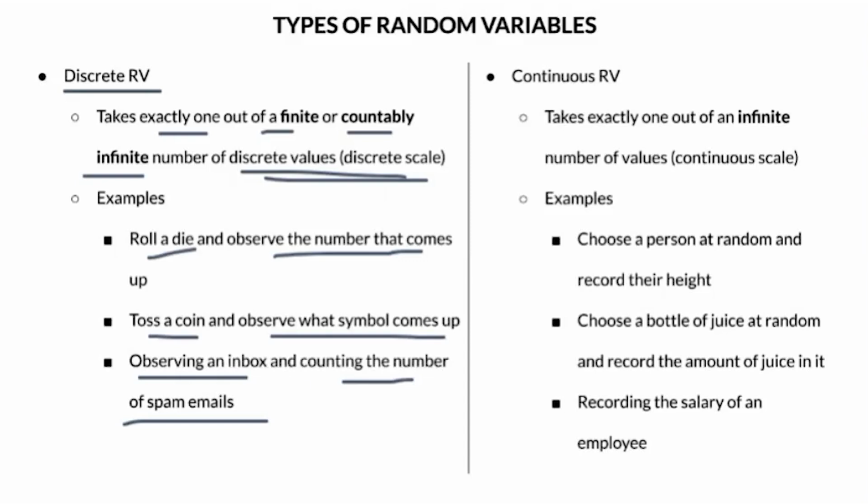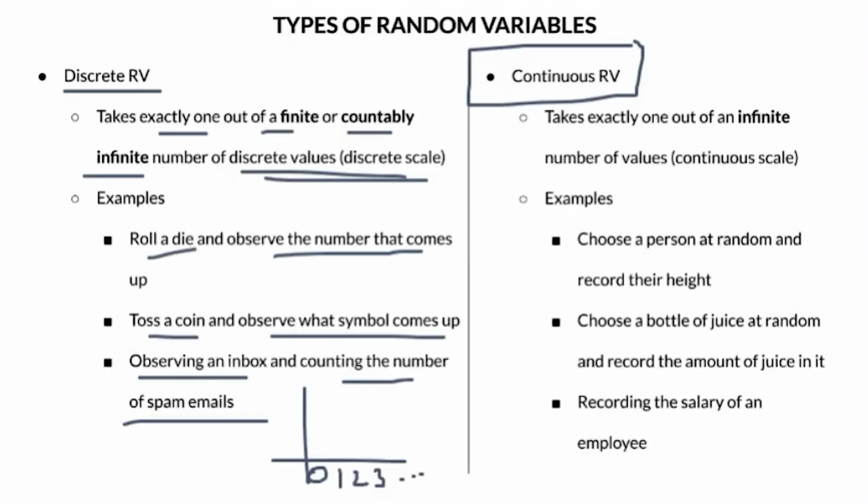discrete. So when you put, for example, the spam email, right, your x-axis is going to be 0 spam email, 1 spam email, 2 spam email, 3 spam email, and so on. There's no such thing as what is between 2 and 3, 2.5 spam email. That doesn't exist. But in the case of continuous RV, this process does not work, right?